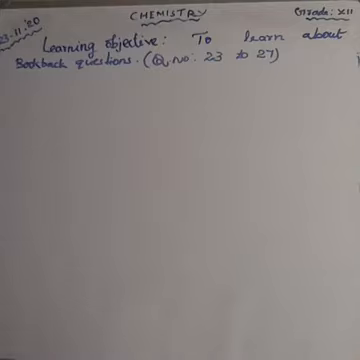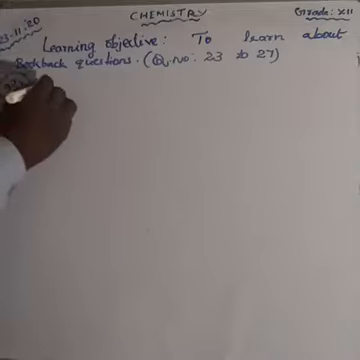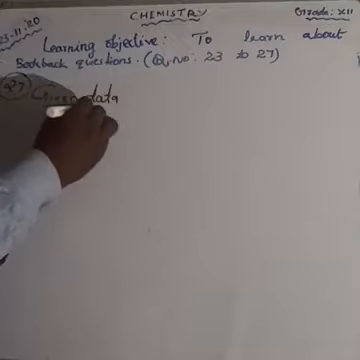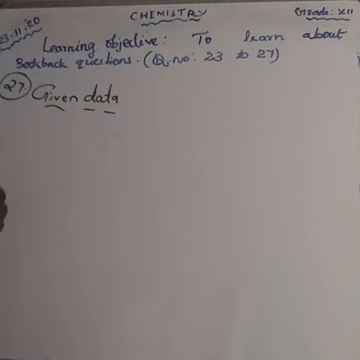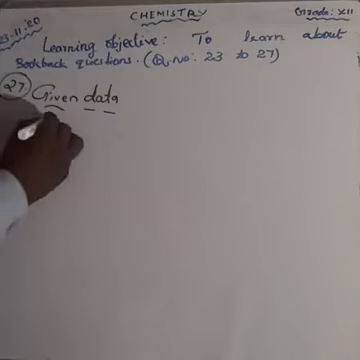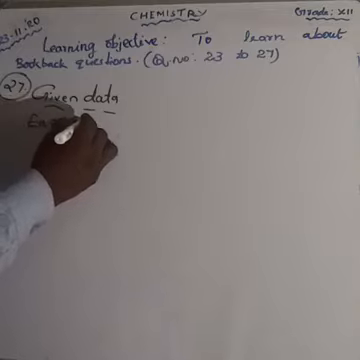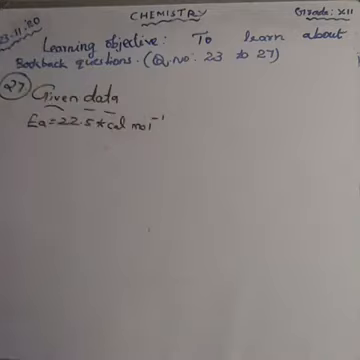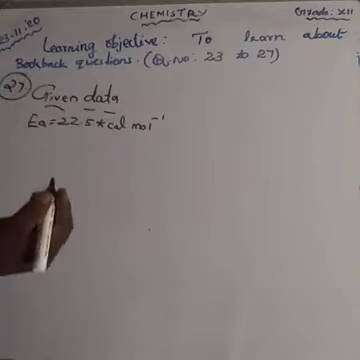Question number 27. The activation energy. Here, what are the given data? EA is equal to 22.5 kilocal mole inverse. Multiply by 1000 to change the kilocalories into calories.